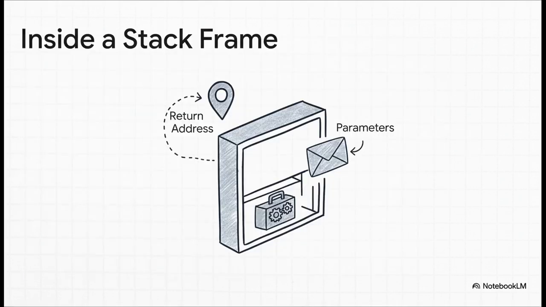So what's actually packed inside one of these stack frames? Well, it's got three absolutely crucial bits of information. First up, the return address. This is the golden ticket, the breadcrumb trail. It tells the computer exactly where in the code to jump back to when this function is finished. Then you've got the parameters, the arguments that were passed into the function. And finally, it has its own private little workspace for any local variables the function needs to create.